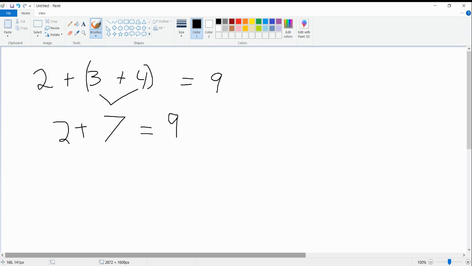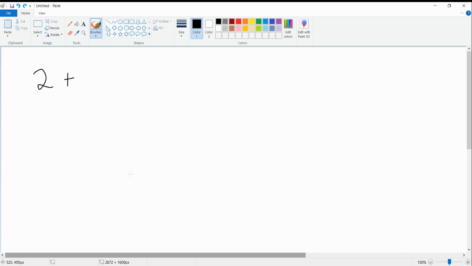Now, again, this only works with addition and multiplication. We are not able to do this with subtraction and division. So if we keep our numbers here, and if we do 2 multiplied by 3 multiplied by 4, we can say, okay, 2 times 3 equals 6, and 6 times 4 equals 24. So here we did the 2 and the 3 first, and then we multiplied our answer by the 4.